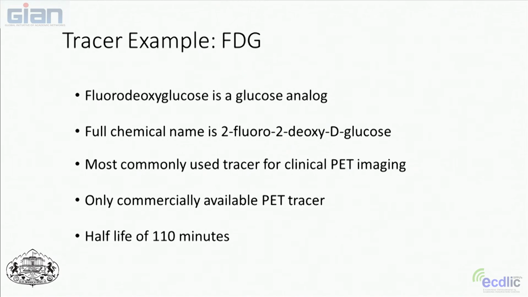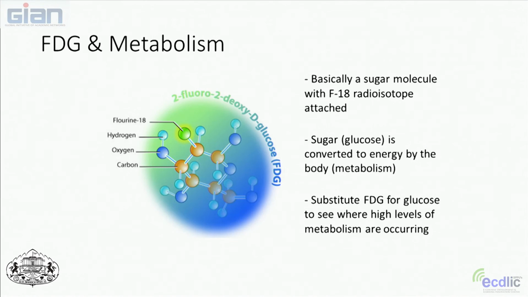FDG is a glucose analog. So you can see the full name of it. It's 2-fluoro-2-deoxy-D-glucose. And it's, again, the most commonly used tracer. It has a half-life of 110 minutes. So you have to consider these half-lives in the timing of when you're going to take the PET image, because you don't want to wait too long and have most of the tracer already decayed before you try to measure the signal. So how does FDG work?